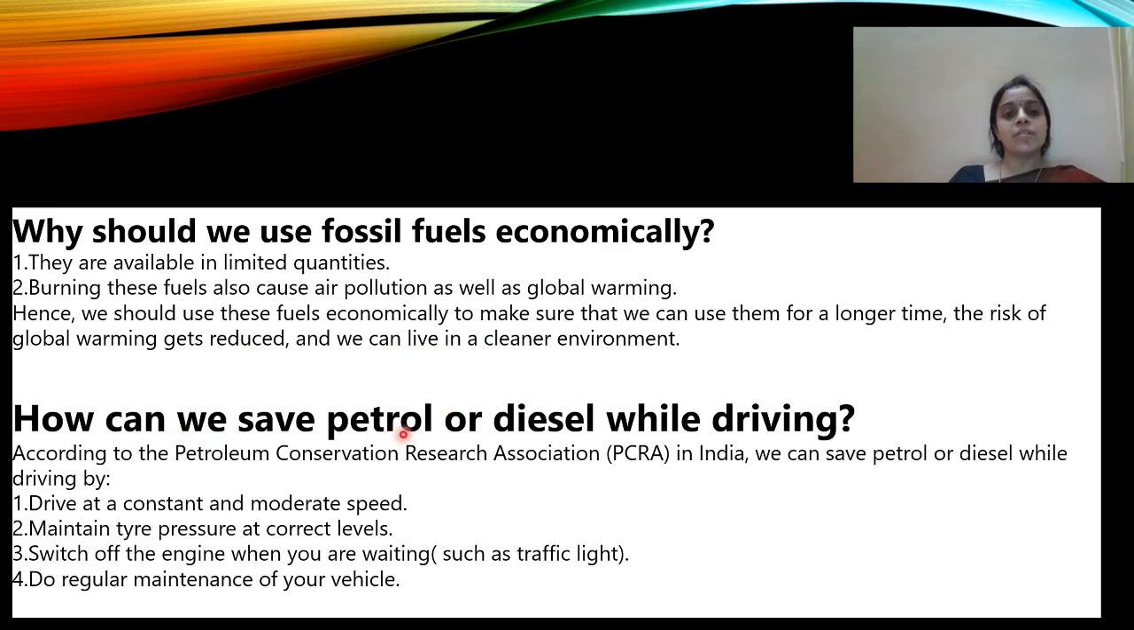How can we save petrol or diesel while driving? According to the Petroleum Conservation Research Association in India, we can save petrol or diesel while driving by following four rules: drive at a constant moderate speed, maintain tire pressure at correct levels, switch off the engine when you are waiting, and do regular maintenance of your vehicle.